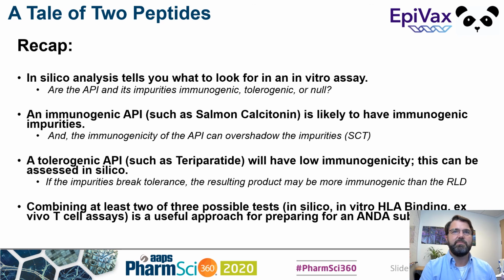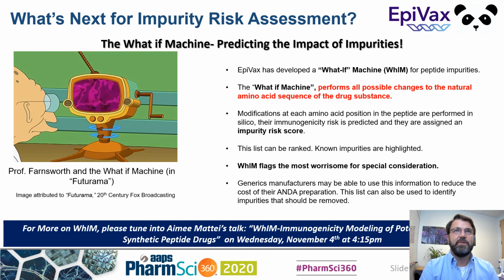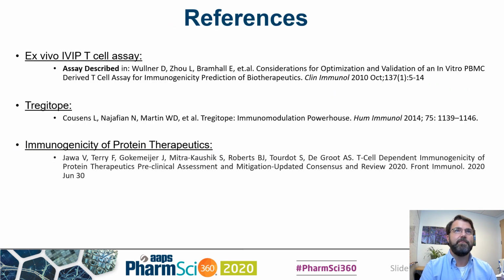And combining at least two of these three approaches is very useful for determining the risk of immunogenicity for your peptide and the impurities in the final drug product. What's next for immunogenicity risk assessment? We've developed a tool called the WhatIf Machine that can predict process-related impurities and rank them based on their predicted impact on immunogenicity. If you are interested in more on the WhatIf Machine, Amy Maddie will be presenting on November 4th at 4:15 on this new algorithm.